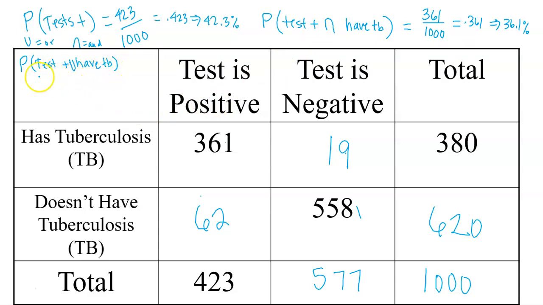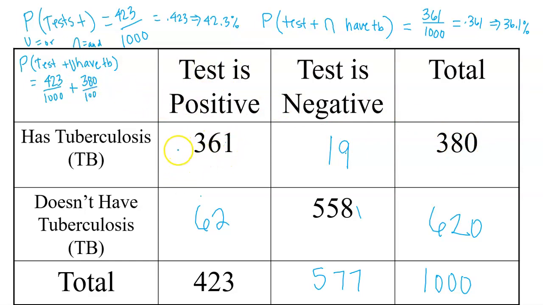They either test positive or they have tuberculosis. So on this one, we have to treat it a little bit differently. We have to take the probability of all the people who test positive. So the test is positive. There's 423 total people that test positive out of 1,000. And then we would need to add on the probability of the people who actually have tuberculosis. Okay, we're adding all these up because we're doing a union. Remember, throw them all in the bowl. 380 people have tuberculosis out of the 1,000.